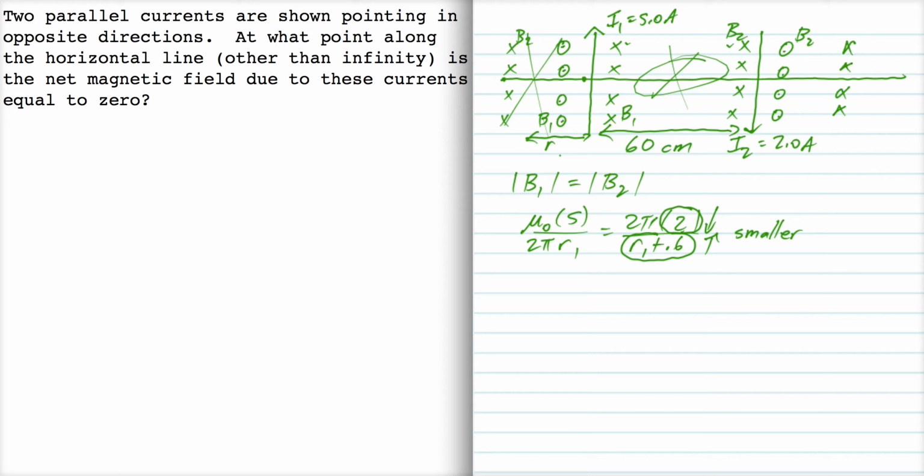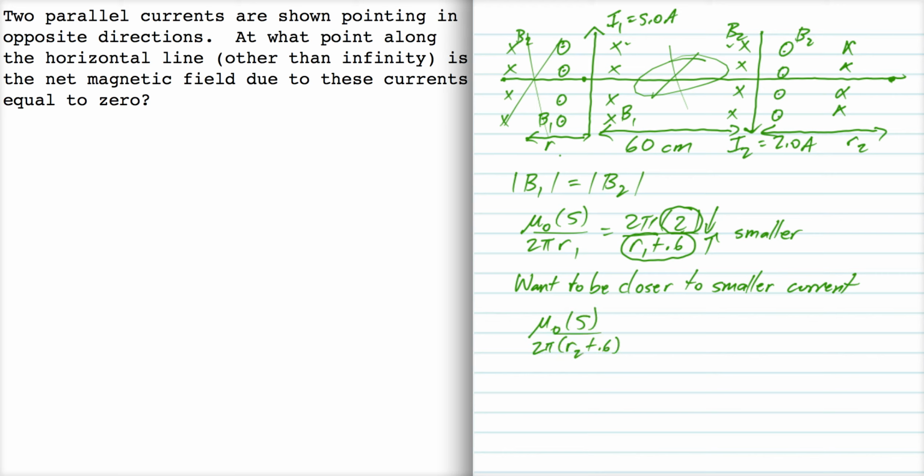Okay, generally speaking, we want to be closer to the smaller current, so that the smaller distance can partially compensate for the smaller current. Alright, so if I'm going to be somewhere over here, then I will call that distance R2. Okay, and so my equation is going to be mu naught times 5 over 2 pi times R2 plus 0.6. That's equal to mu naught times 2 over 2 pi R2.